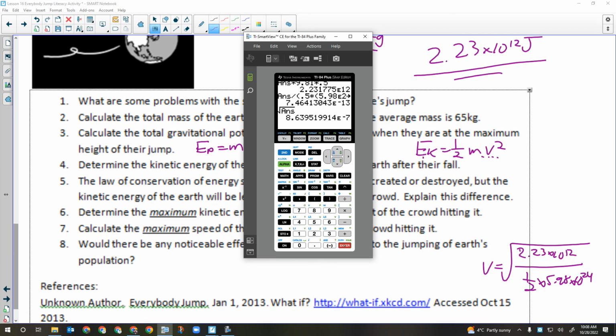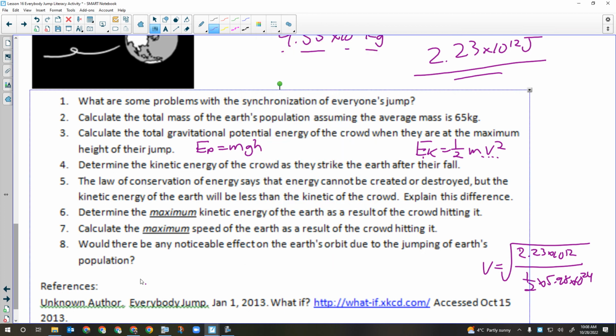There's the speed of the Earth imparted to it as a result of the crowd hitting it. 8.6 times 10 to the -7 meters per second. Is that going to knock the Earth out of orbit? I think not.